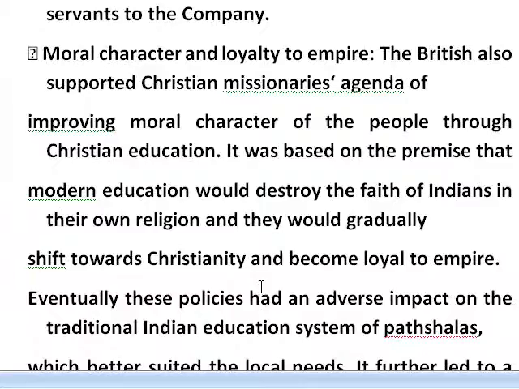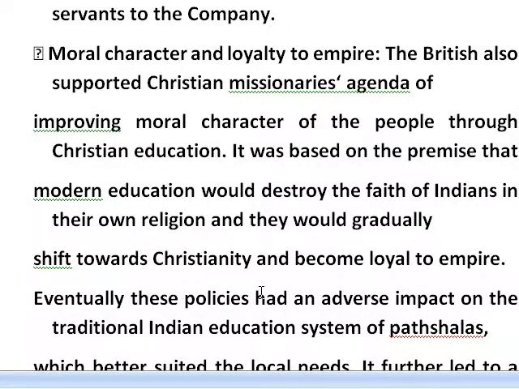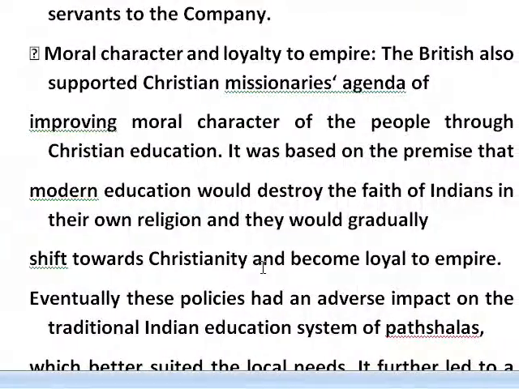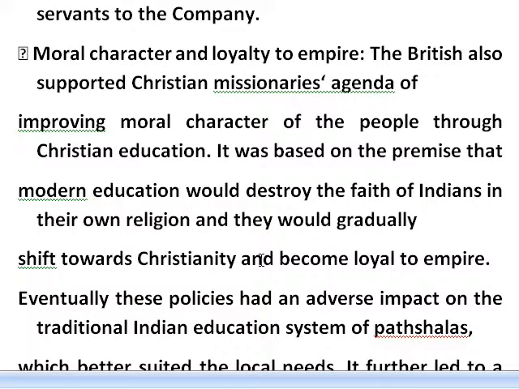Moral character and loyalty were to be improved. The British also supported the Christian missionaries' agenda of improving the moral character of the people through Christian education. It was based on the premise that modern education would destroy the faith of Indians in their own religion, and they would gradually shift towards Christianity and become loyal to the empire.